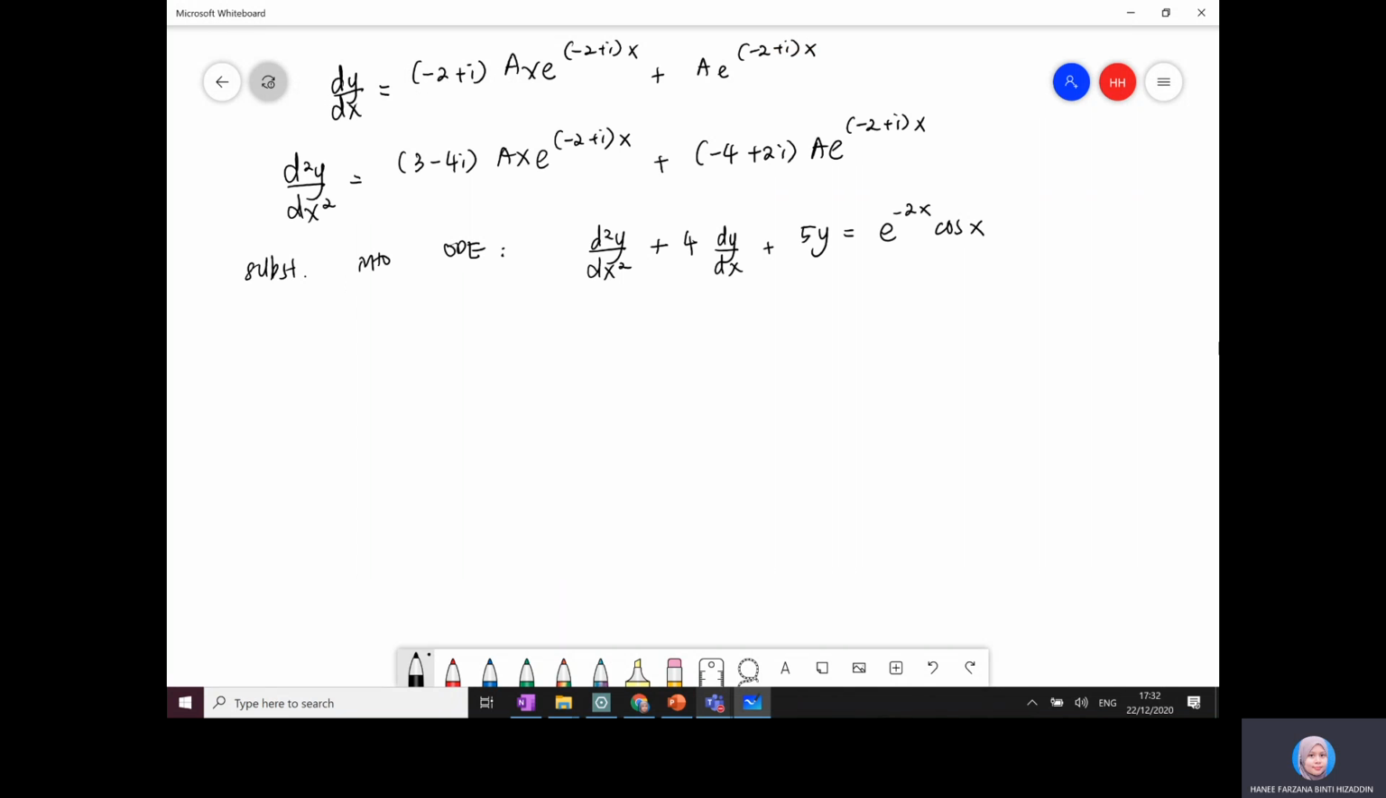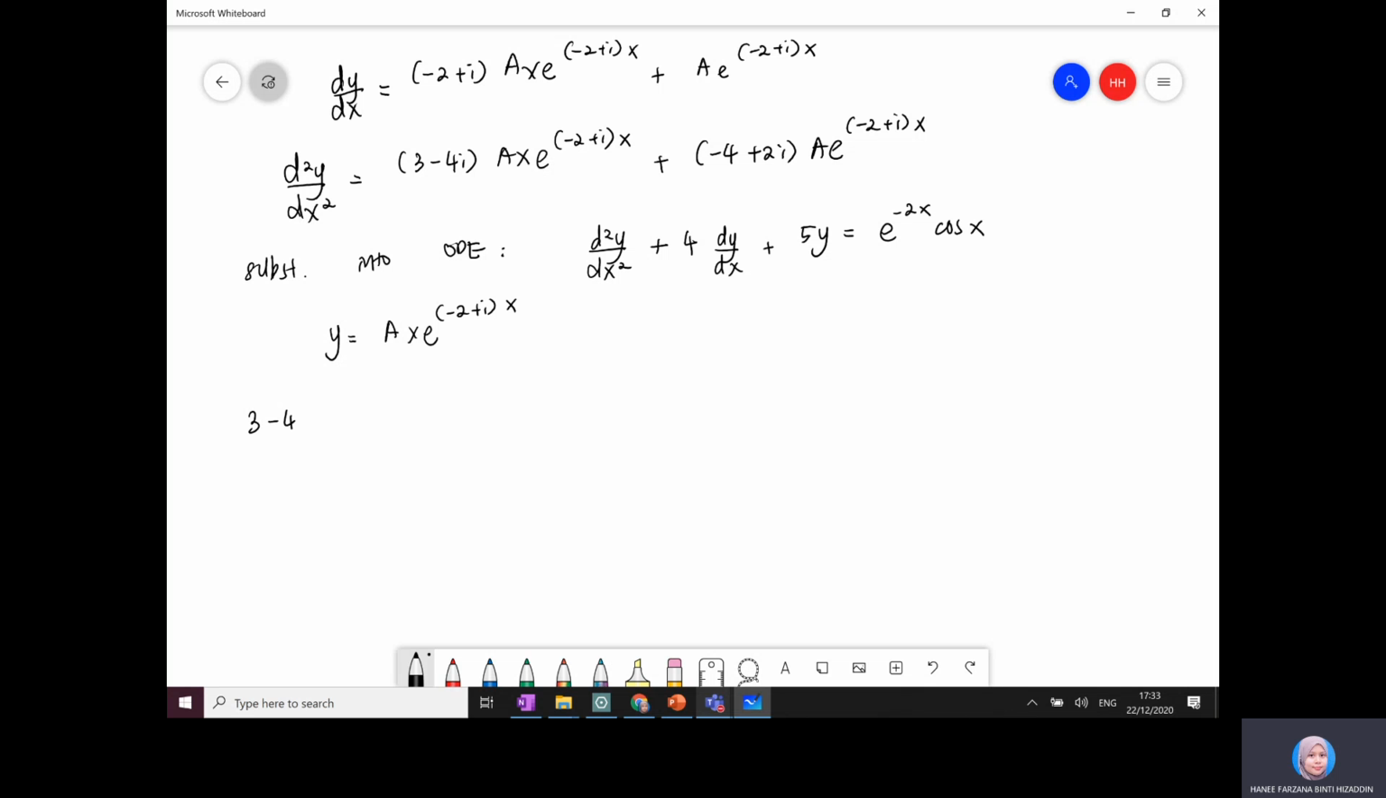Okay, so let's continue. Previously we computed dy/dx and d²y/dx² from y = Ax e^(-2+i)x. So what we do here is substitute everything into the original ODE. So let's continue there.